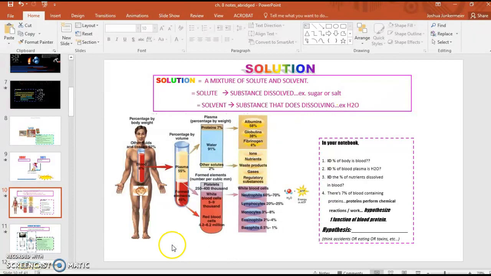Now, this whole page, this whole picture here, is basically showing the blood, which is 8% of our body, if you can see that. And what it's basically showing us is that our blood is a solution because it's made up of water and a lot of things dissolved into it.